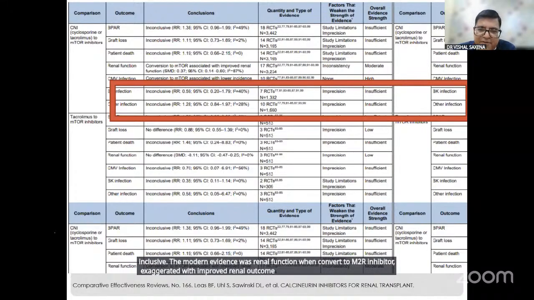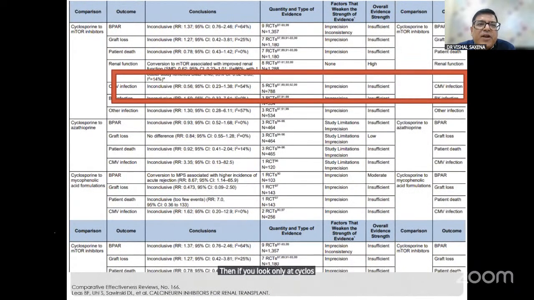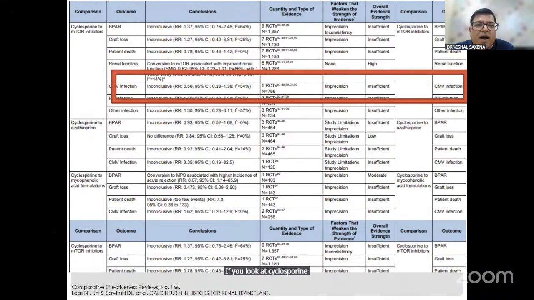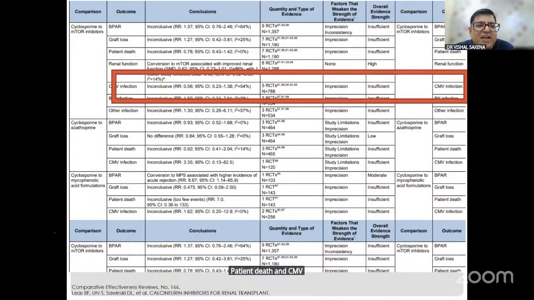This was a comparative effectiveness review. Then if you look only at cyclosporin to mTOR inhibitor, the highest renal function was achieved with conversion to mTOR when it was cyclosporin to mTOR inhibitor. If you look at cyclosporin to azathioprine, biopsy-proven acute rejection was inconclusive, graft loss showed no difference, and patient death and CMV were inconclusive. Cyclosporin to mycophenolate sodium formulation showed a higher incidence of biopsy-proven acute rejection. Graft loss was inconclusive, patient death inconclusive, CMV inconclusive.